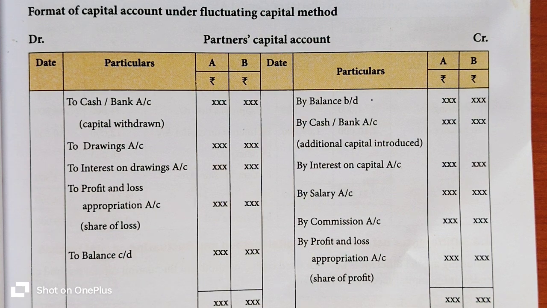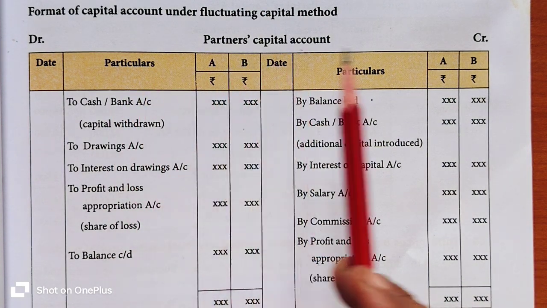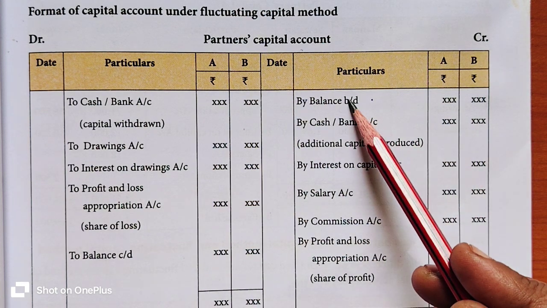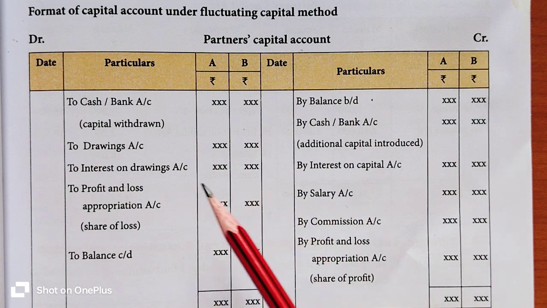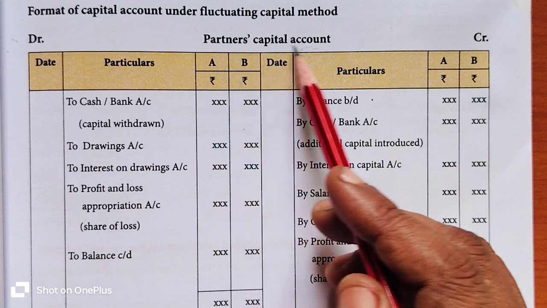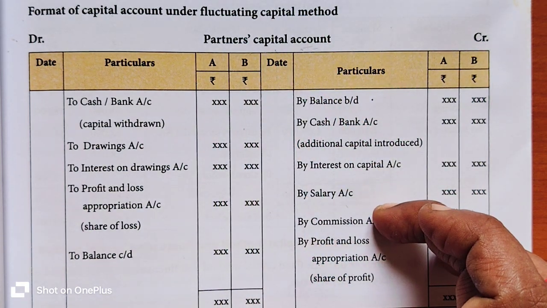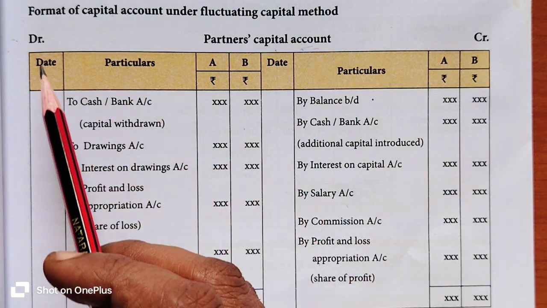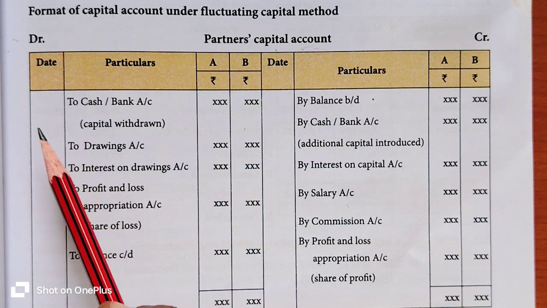Let's know. This is the format for the fluctuating capital method. Under the fluctuating capital method, capital along with all other transactions between partners and the firm are recorded in the partners' capital account. The format of the fluctuating capital account is very simple, like a ledger account.